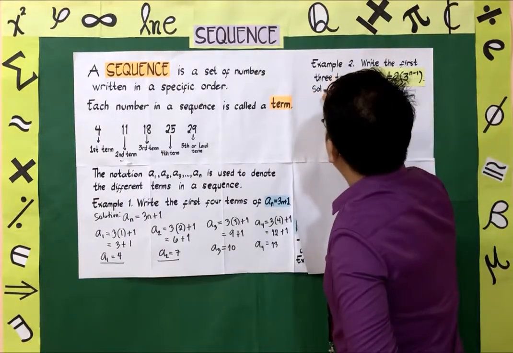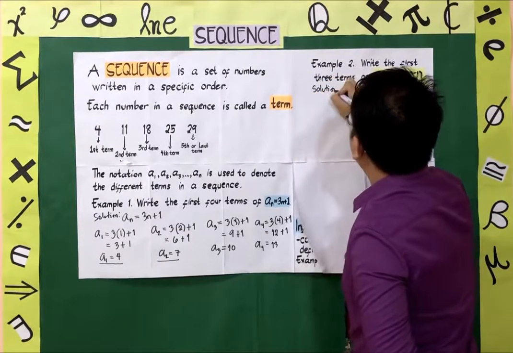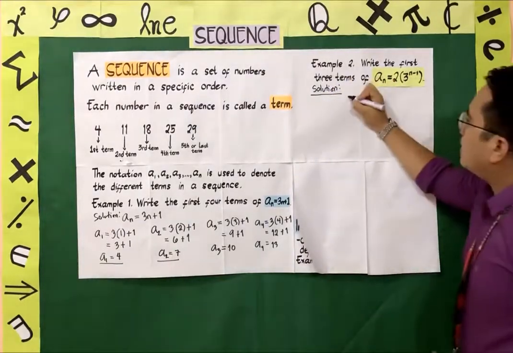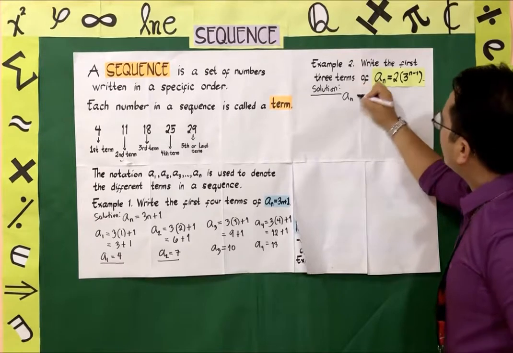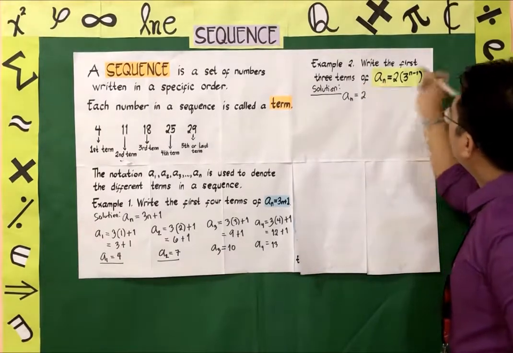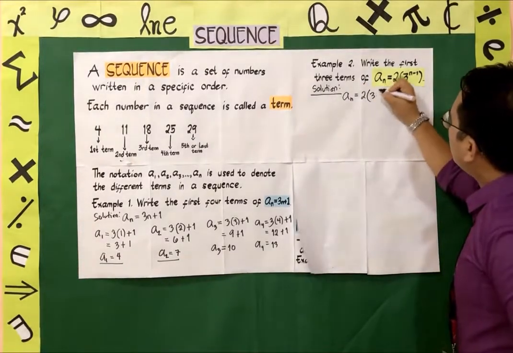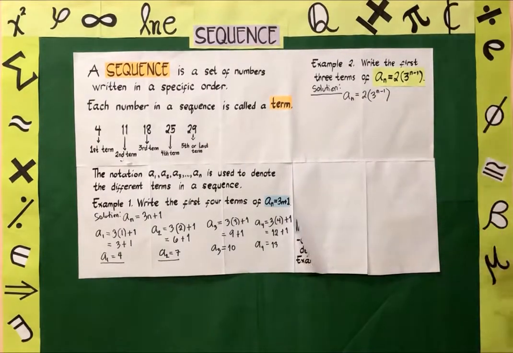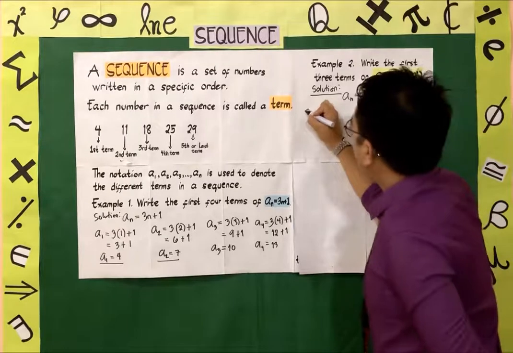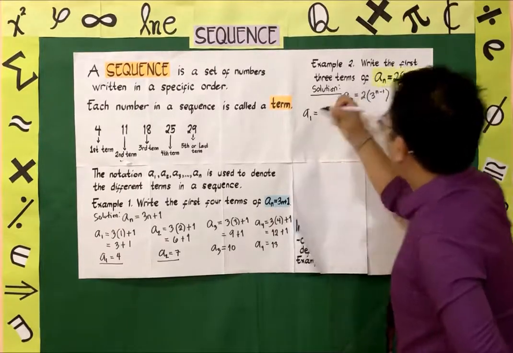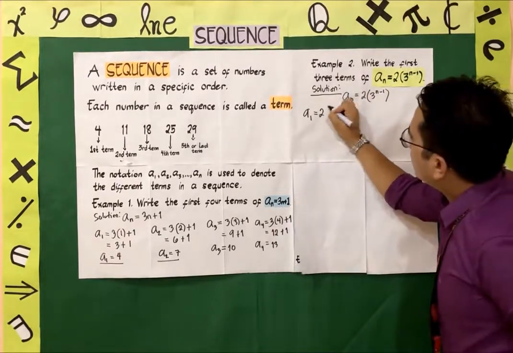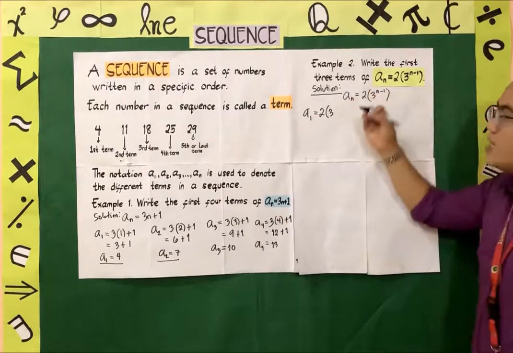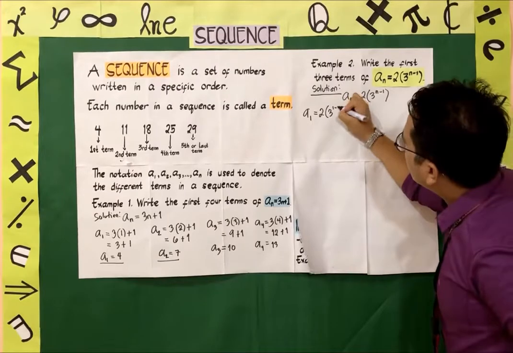Okay? So first, copy the given. We have a sub n is equal to 2 times 3 to the power of n minus 1. So hanapin muna natin yung first term. A sub 1 is equal to 2 times 3 to the power of, since it is the first term, 1 minus 1.